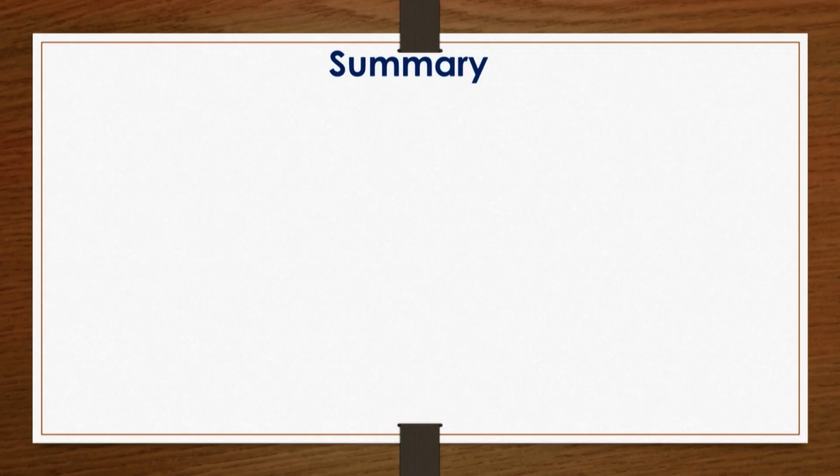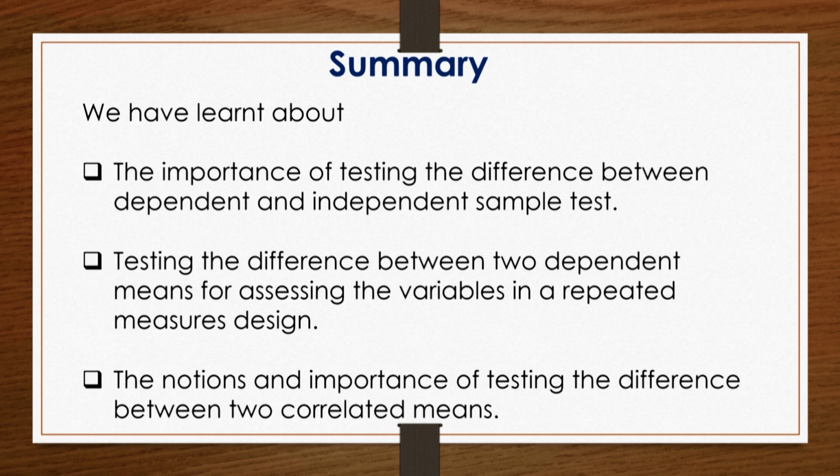Students, let us summarize what we have learned in this lesson so far. Here we have learned about the importance of testing the difference between dependent and independent sample tests, and also we have given the notions for the development of the two sample t-test, whenever applicable, with a real life example. Further, we have learned about testing the difference between two dependent means for assessing the variables in a repeated measure design. Sometimes this design is called a paired t-test. Sometimes we call it a repeated measure design.